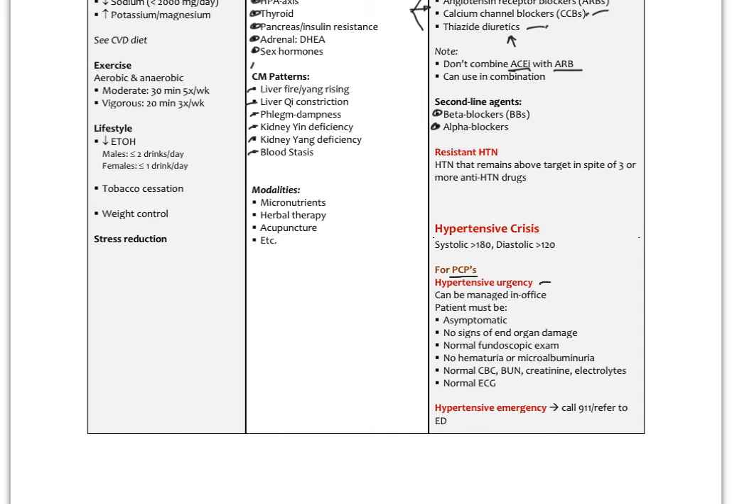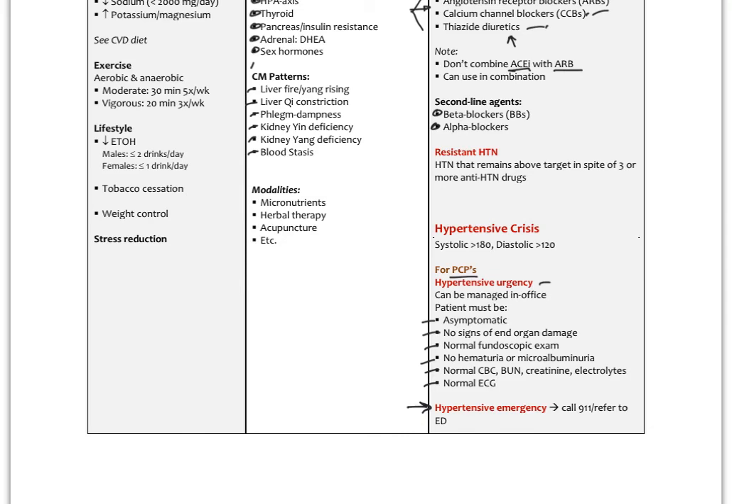Again, patients have to be asymptomatic, no signs of end-stage organ damage, normal fundoscopic exam, no hematuria or microalbuminuria, normal CBC, BUN, creatinine, electrolytes, and a normal EKG. So we check all those off the list, and then we monitor over the 48-hour period, usually with 2 or 3 medications on board to see if we can get blood pressure down. With the hypertensive emergency, though, that is a medical emergency that needs usually intravenous agents, and they need to be in the ER or hospitalized to address that.